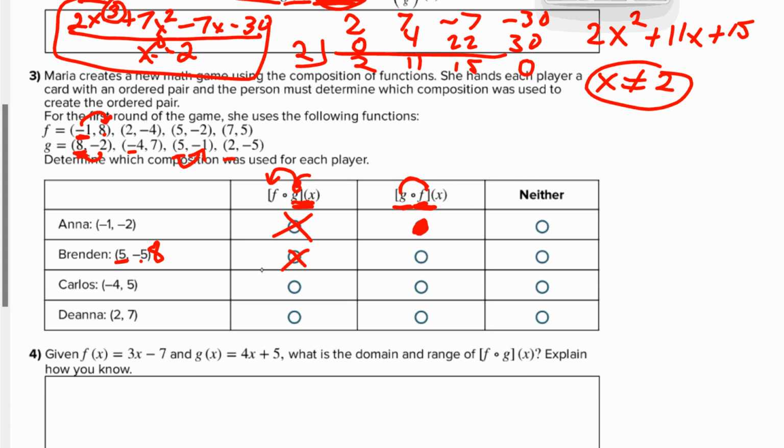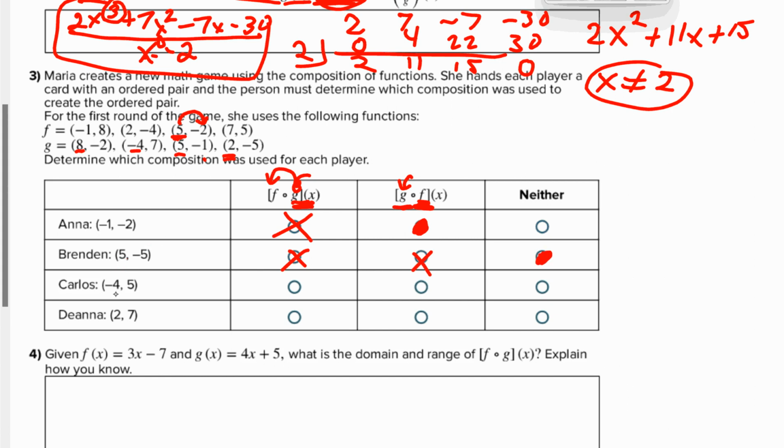Okay. Now I can do f of g. So take 5 and plug that into f, which I do get something out, right? There's my x. I get a negative 2 out. And then I want to take that negative 2 and plug it into g. Negative 2, no negative 2. So it's not that one either. So that means it's neither.